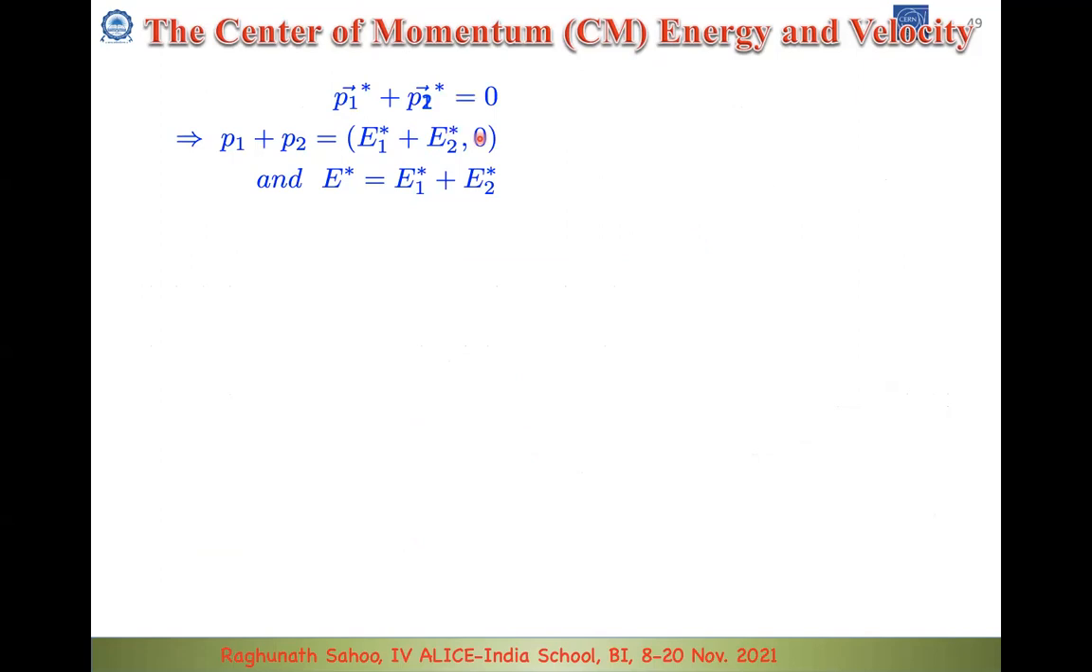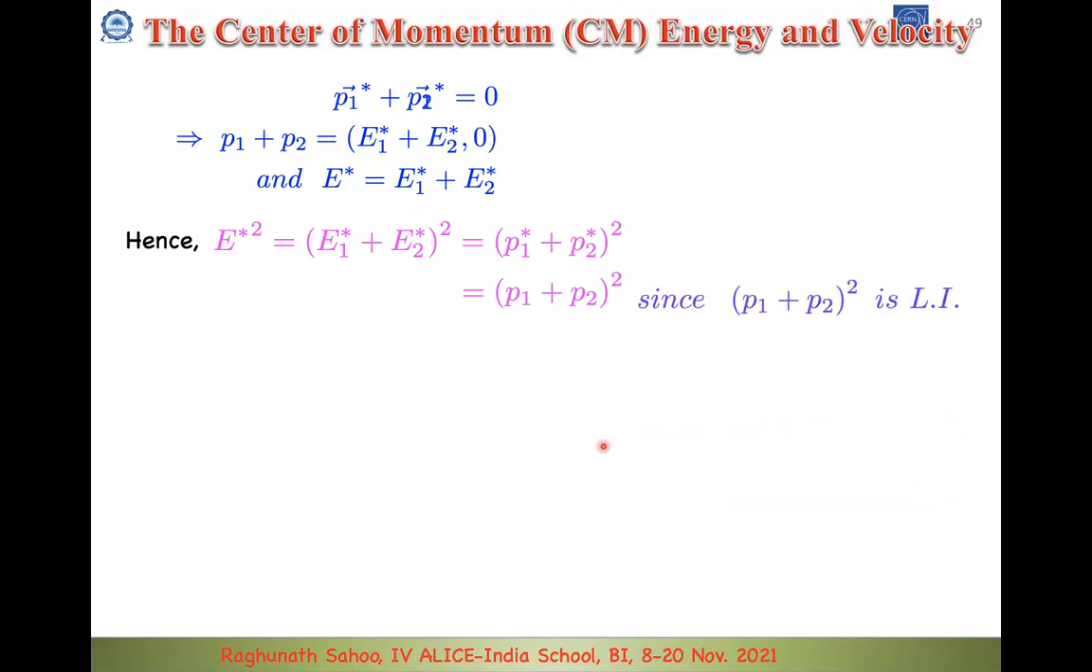So then what is my E star? What is the total energy in the center of mass frame? This is nothing but E1 star plus E2 star, because the total momentum is 0. So I don't care about any other things. Okay. Now I write E star square. Always keep in mind that star refers to my center of mass frame. So E1 star plus E2 star whole square can be written as P1 star plus P2 star whole square, and that is nothing but P1 plus P2 square, because the spatial component is giving me 0. No minus term there.